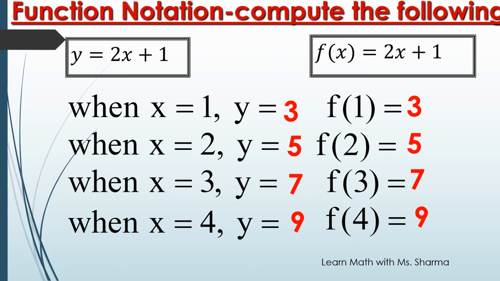So we can see when we plug in the x values 1, 2, 3, 4 in y equals 2x plus 1 and f of x equals 2x plus 1, we have the same y values. For example, x equals 1, y value is 3 and f of 1 is 3 also. If x is 2, y equals 5, f of 2 equals 5. If x is 3, y equals 7, f of 3 is 7. If x is 4, y equals 9, f of 4 is 9. So they are the same. It's just written a different way.